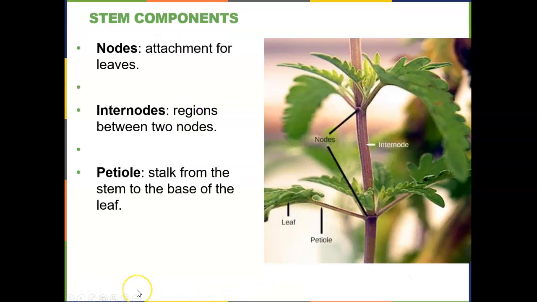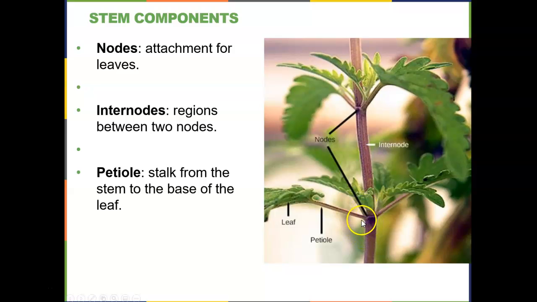Now let's take a look at the components of stems. What are the anatomical structures we find in stems? So here is a stem, and we see that where leaves attach, we have what we call a node. So here we have a bunch of leaves attaching. That's one node. Here there are some more leaves attaching. That is another node. Therefore, the region in between two nodes for leaf attachment is called an internode. Internode would be the region between two nodes.